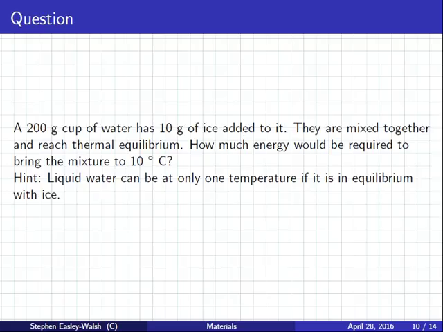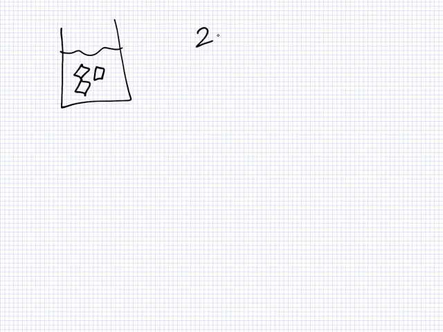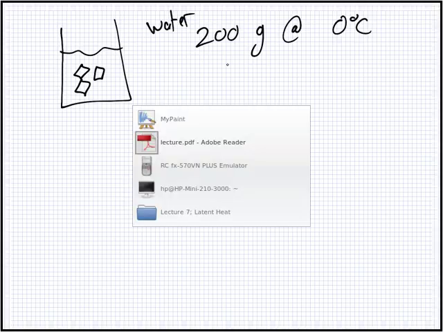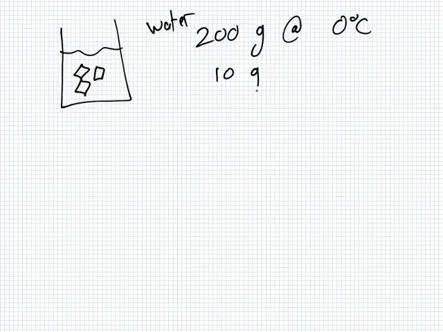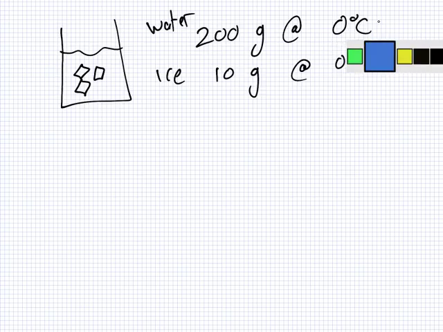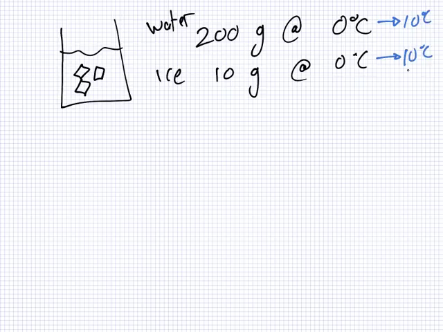Will we try this one now? We'll see what we get. So, let's draw what we have here. So, here's our water and here's our ice. So, we have 200 grams of water at 0. And we have 10 grams, and this is ice, at 0. And then what happens is this increases to 10, and this increases to 10. And the question is, how much energy do I need to do this?